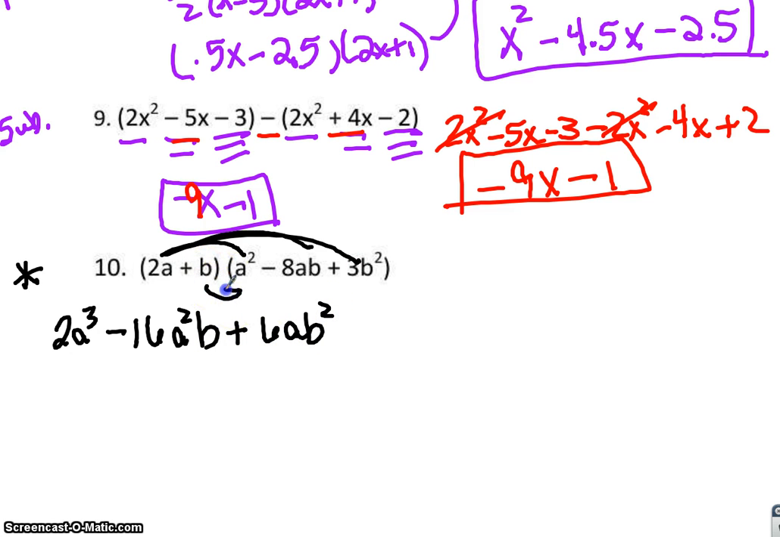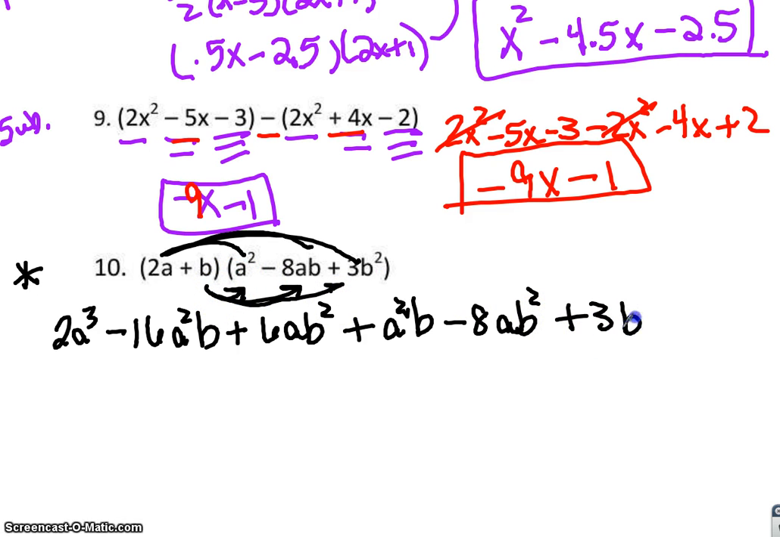Now take the b times everything. B times a squared is plus a squared b, and you can write it a squared b or ba squared, it doesn't matter, same thing. B times negative 8ab is minus 8ab squared, and then b times 3b squared is plus 3b to the third.